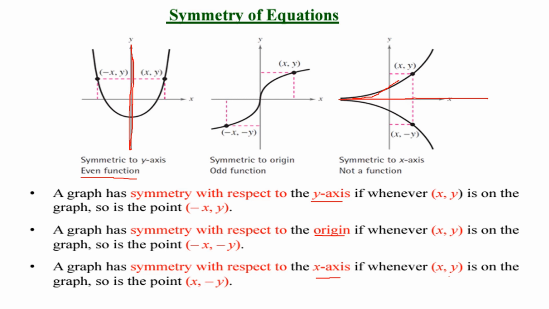But for the origin, you need to turn the graph around 180 degrees. I cannot turn it here, but you can check in the book. You can turn the graph around 180 degrees, and the graph will be the same. Then we can say that the graph is symmetric about the origin. And by the way, odd functions are symmetric about the origin. But a graph that is symmetric to the x-axis is not a function.